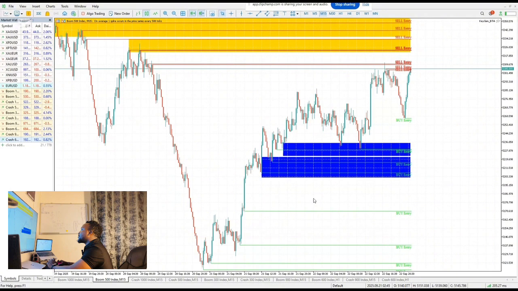This is Boom 500. Like I said, number one, you wait for price to get into your blue zone. Once you get in your blue zone, you wait for your first buy entry, and when you see your first buy entry right there, then you're going to wait for the second one for confirmation. You want to always have more than two confirmations before you enter a trade, so that you can have high probability trades that are most likely going to be successful.